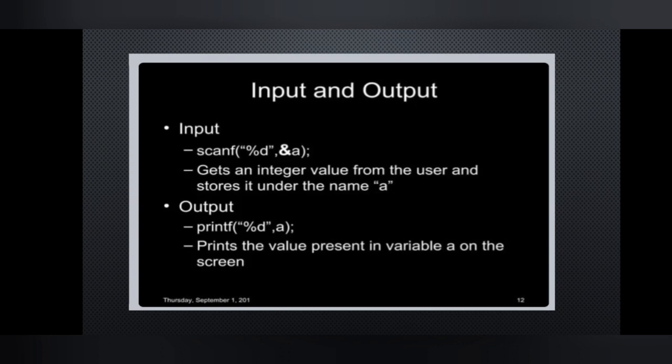So here we come to the input and output function. Basically, scanf is an input function. It gets an integer value from the user and stores it under the name a. The output function is the printf function, printf %d comma a, which prints the value present in the variable a on the screen.